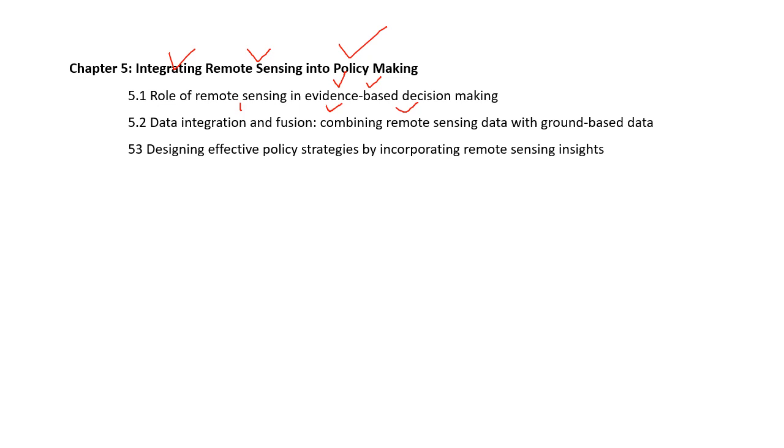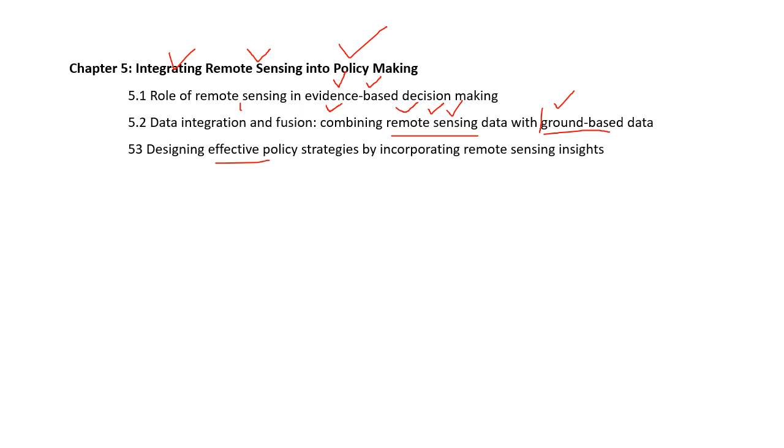There is ground-based data, and we combine ground-based data and remote sensing. Ground-based data means a person goes to the field, collects the data and reports, so his reporting can be validated with the help of satellite data. For example, before satellite systems there was data related to forest cover, but when satellites started, the countries updated their forest cover based on remote sensing data.